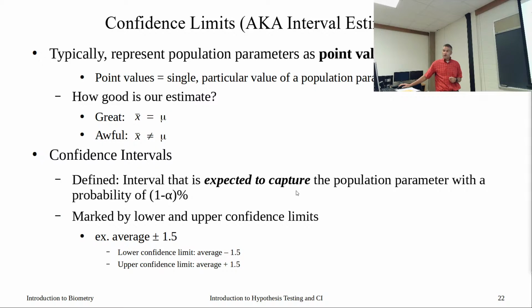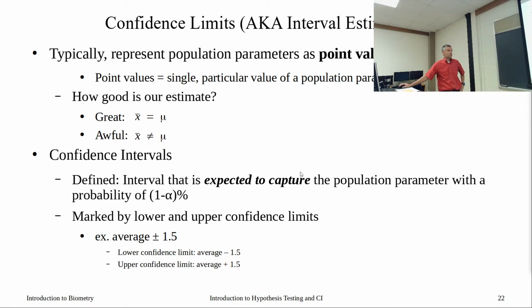All right. Now our interval is going to have upper and lower values to it. So for example, we can report the average plus or minus 1.5 if we're reporting a confidence interval, so that our confidence interval is 1.5 units below the average, 1.5 units above the average. That range itself is going to be expected to capture that true value a certain percentage of time.